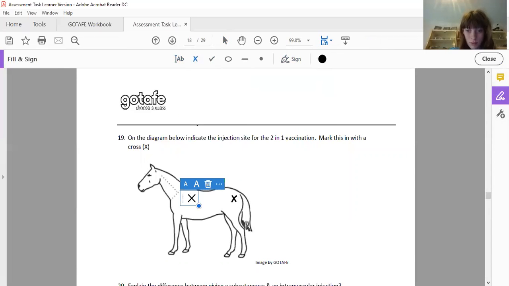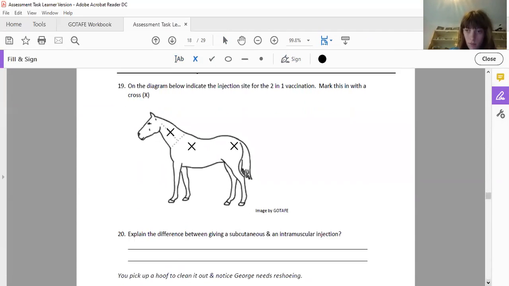So, you know, we could say, oh, it's there, or no, a rump's a really good spot where he's got a lot of muscle there, we'll give it there. Or actually, no, the neck's the best spot to be giving it, and I'll choose to give it there. So have a read up on that one in your learner resource and you can mark that in.